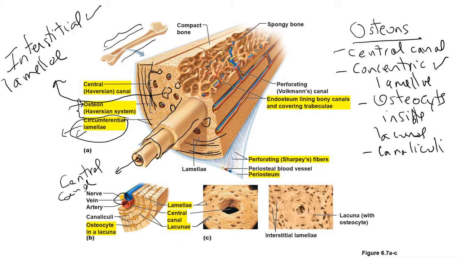Also found in compact bone will be the periosteum, held to the bone tissue by perforating or Sharpey's fibers. Finally, there will be canals at right angles to the central canal, called perforating canals, that bring blood vessels deeper into the bone tissue.